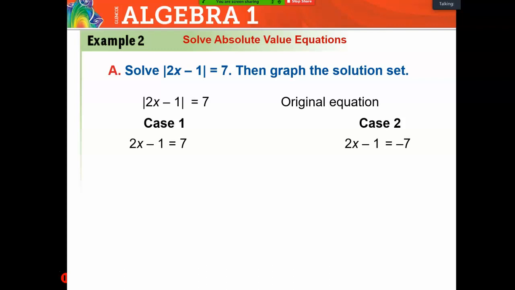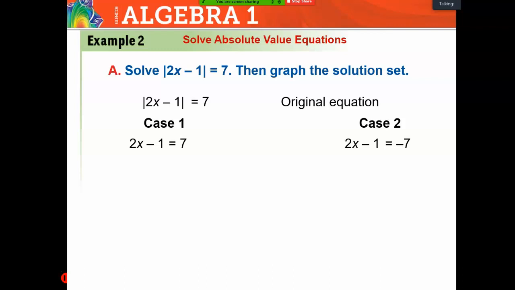Alright, so it is the same thing, but your answers are going to be different. And they're not necessarily going to be opposites. I always say that, and then my answers are opposites.